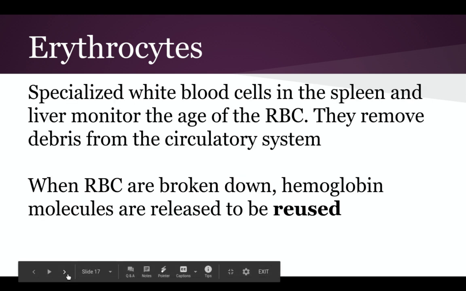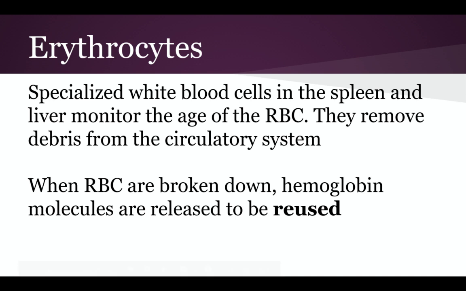And we'll discuss that as we go. So specialized white blood cells, again, the spleen and liver monitor the age of the red blood cells. They remove debris from the circulatory system. Okay, so basically these specialized white blood cells take care of all the red blood cells and make sure that if they're old, they get removed, and anything else that might be in our circulatory system.